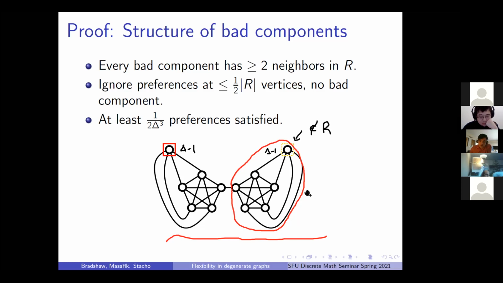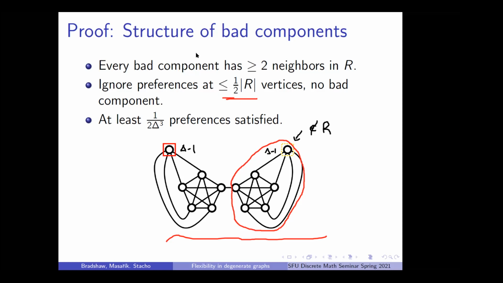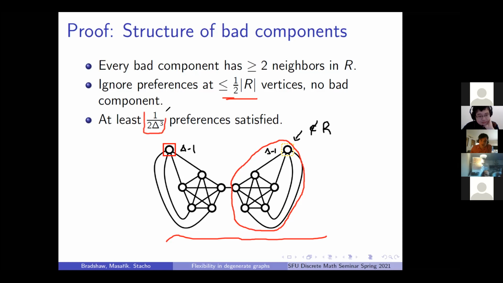And what that means is if we do the same thing to all of the bad components, we can destroy at most half of the coloring preferences in R in order to rectify all of our bad components into good components. And then G minus R is degree choosable. We give G minus R a proper list coloring, and then we can satisfy the preferences of at least half of the vertices in R, because we destroyed at most half of them. And we end with a fraction of at least 1/2 delta cubed of our coloring preferences satisfied.